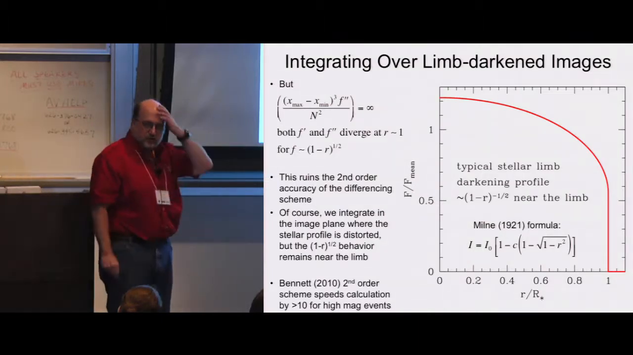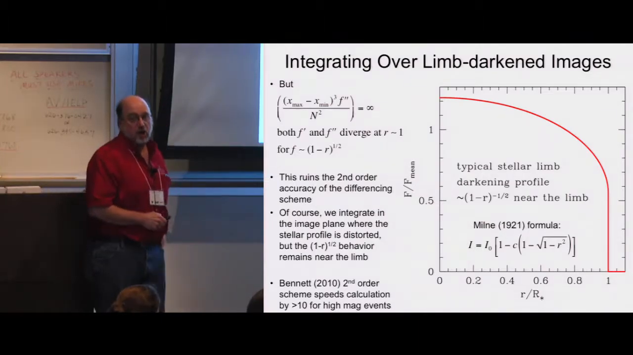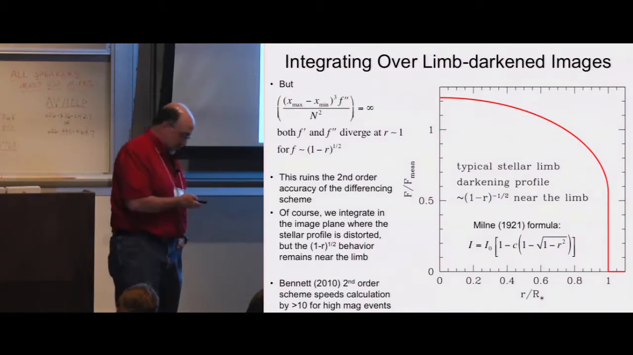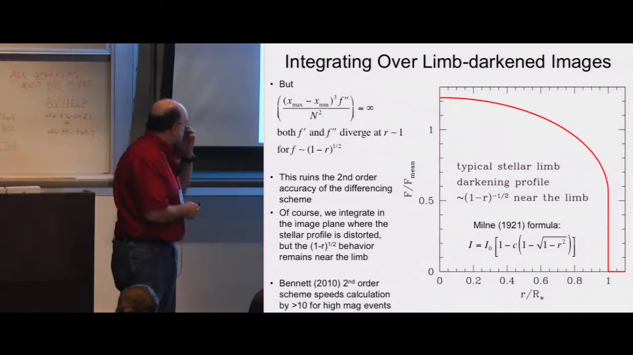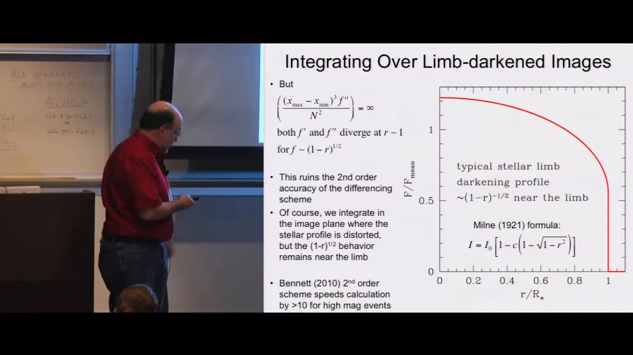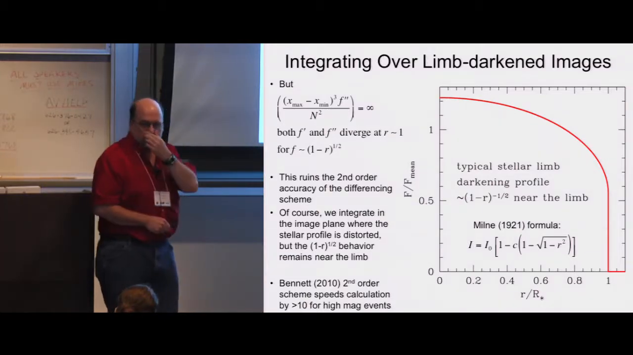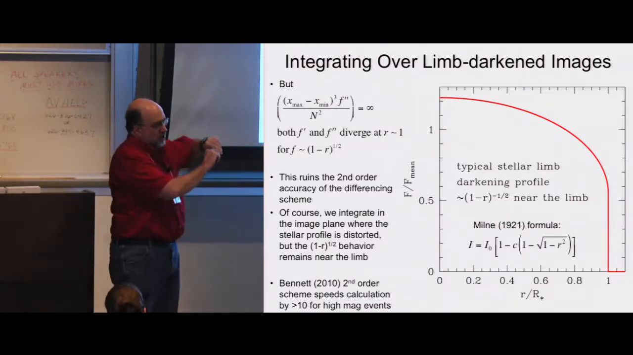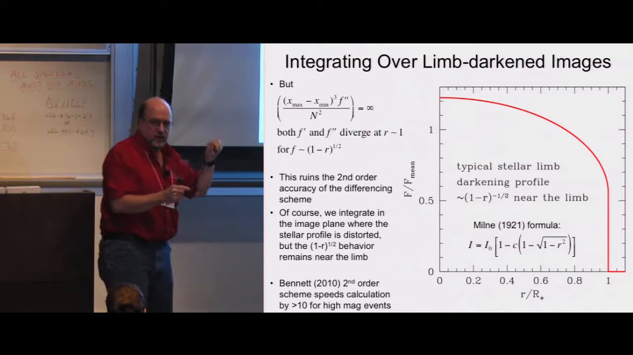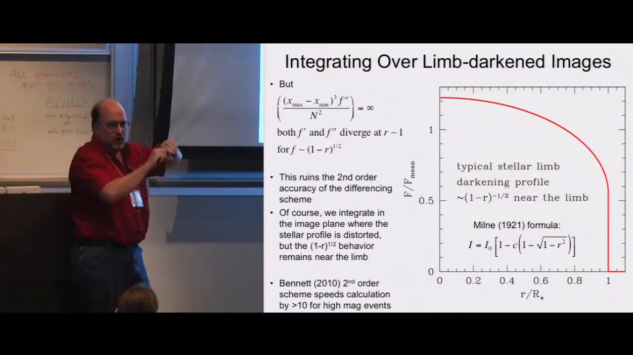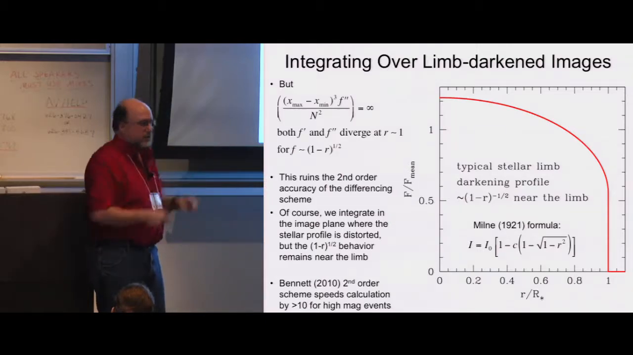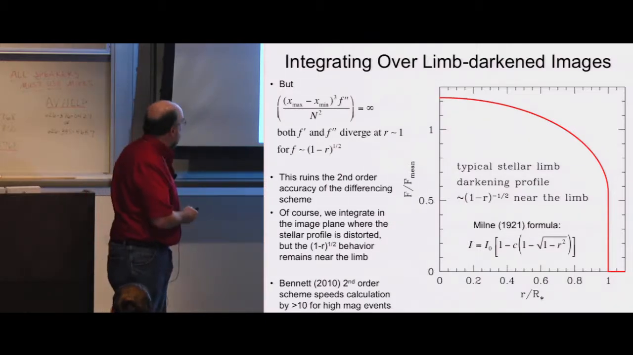And so this means that standard second order integration schemes aren't going to work. So I've developed a method that actually takes that into account and does second order integrations, and this speeds up the calculations by more than a factor of 10 for high magnification events. This is most important for high magnification events because these have long skinny images that have a huge ratio of boundary of limb to area.